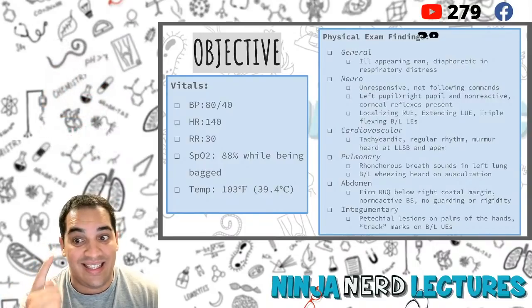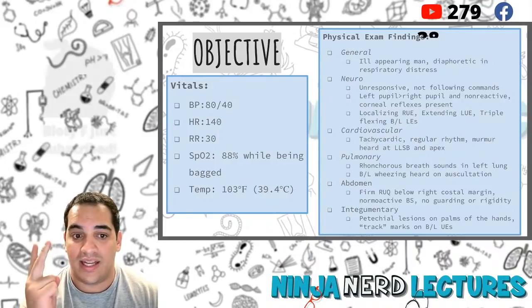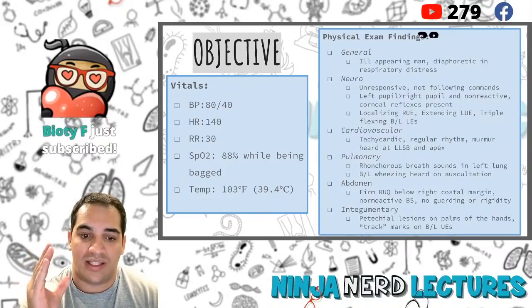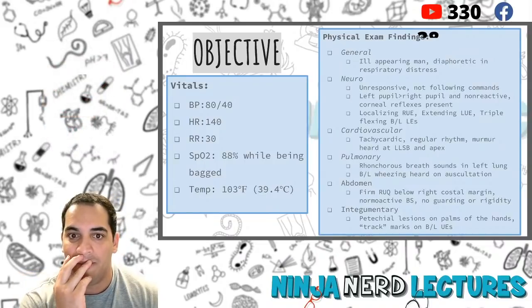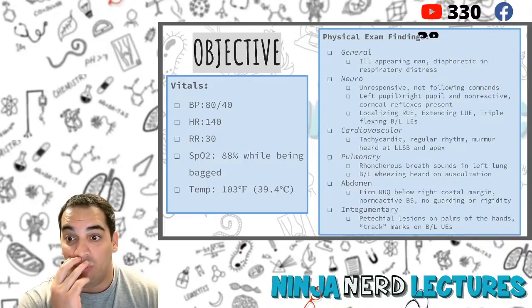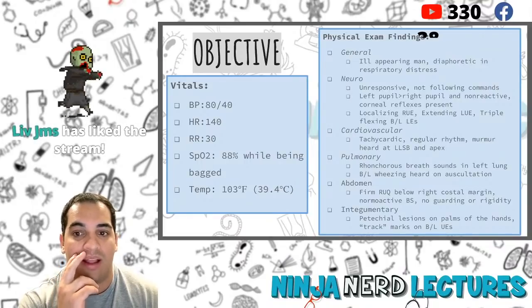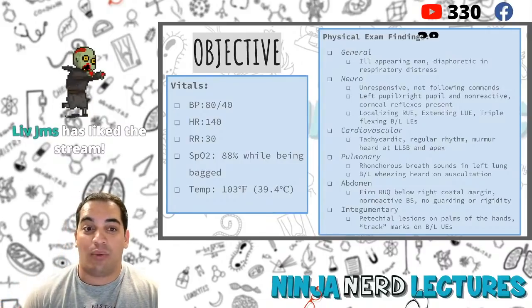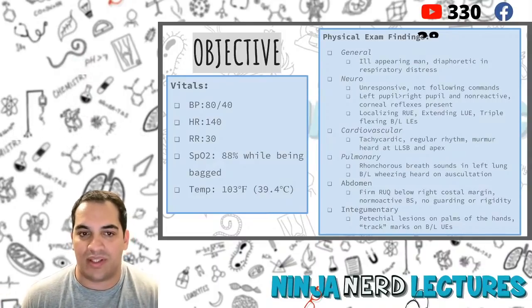He's got a significantly scary and catastrophic neuro exam. He's got a murmur. He's got rhonchorous breath sounds in that left lung. He's got a firm right upper quadrant upon palpation, and he's got these petechial lesions on the palms of his hand. This guy's really, really sick, okay? But start thinking about what in the heck is going on with this guy. There's so much. Your differential is probably massive at this point. But let's take it one step at a time, guys.